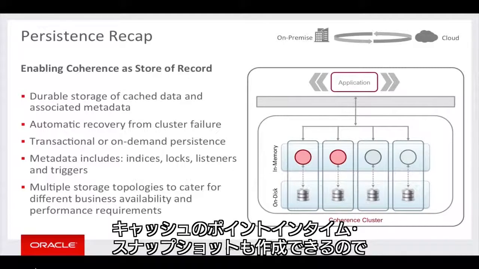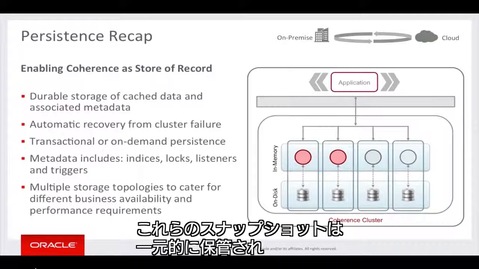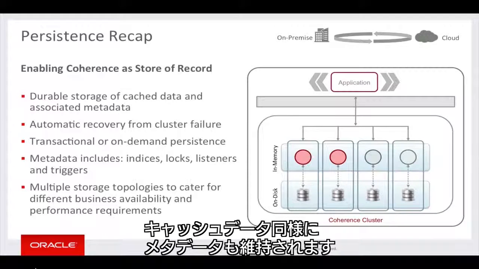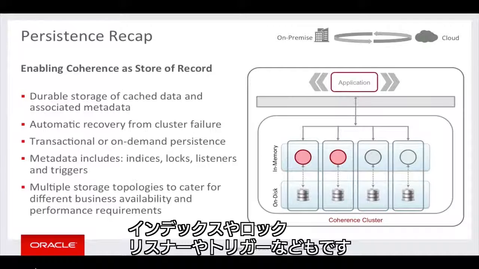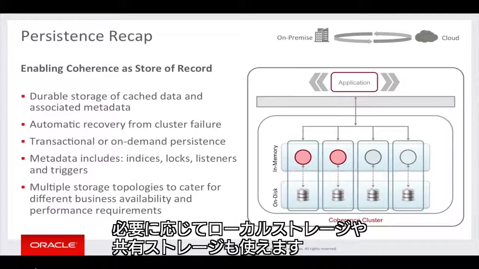Persistence also provides the ability to create a point-in-time snapshot of caches for backup or transfer from production or QA environments. These snapshots can be archived to a central location or recovered using various tools to revert caches or services to a known state. As well as cache data, various metadata is also persisted, including indexes, locks, listeners, and triggers. A number of storage topologies are also available, including local storage and shared storage, depending upon user requirements.